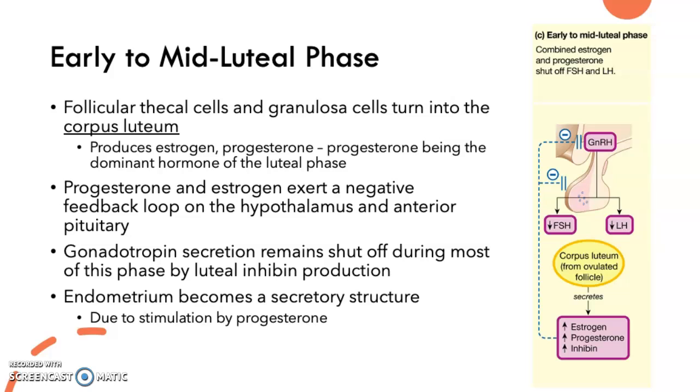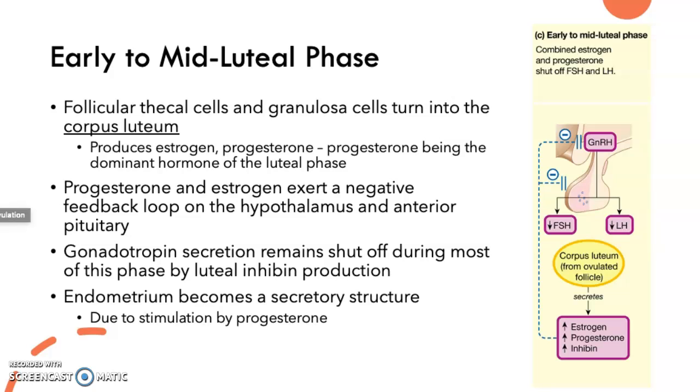Next, we have the early to mid luteal phase. The follicular thecal cells and granulosa cells turn into the corpus luteum, or those little popcorn cells. This produces estrogen and progesterone, mainly progesterone. And the progesterone and estrogen exert a negative feedback loop on the hypothalamus and anterior pituitary. And gonadotropin secretion remains shut off during most of this phase by the luteal inhibin production.